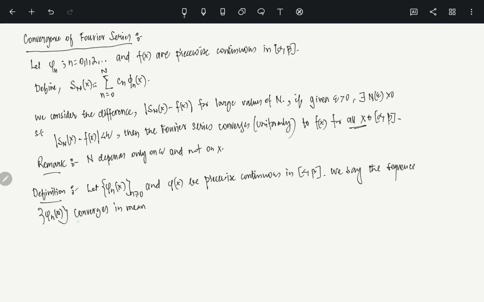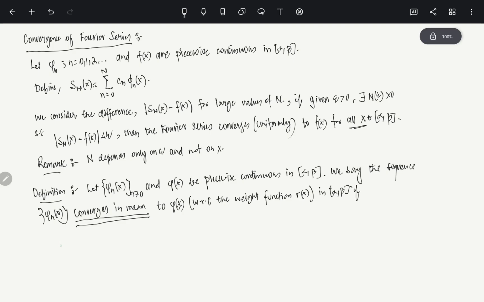There are different kinds of convergence. This is convergence in mean to phi of x with respect to the weight function r of x in alpha beta. Here I am incorporating r of x. If you want, you can just take r of x to be 1. It's not a problem. What we are saying is this: the norm of phi n minus phi is, is it okay?